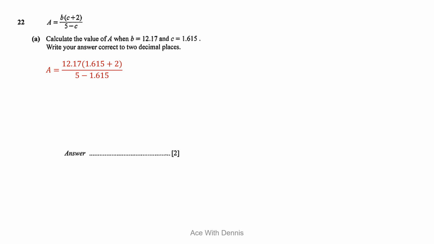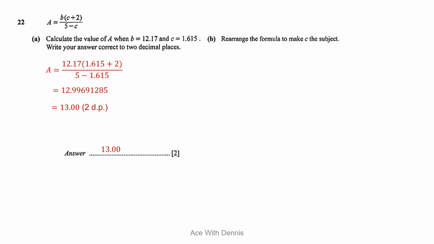Then we just calculate everything using the calculator, and this is the value displayed on the calculator, 12.99691285. So the question asks us to write the answer in 2 decimal places, hence the answer will be 13.00. So answer 13.00.